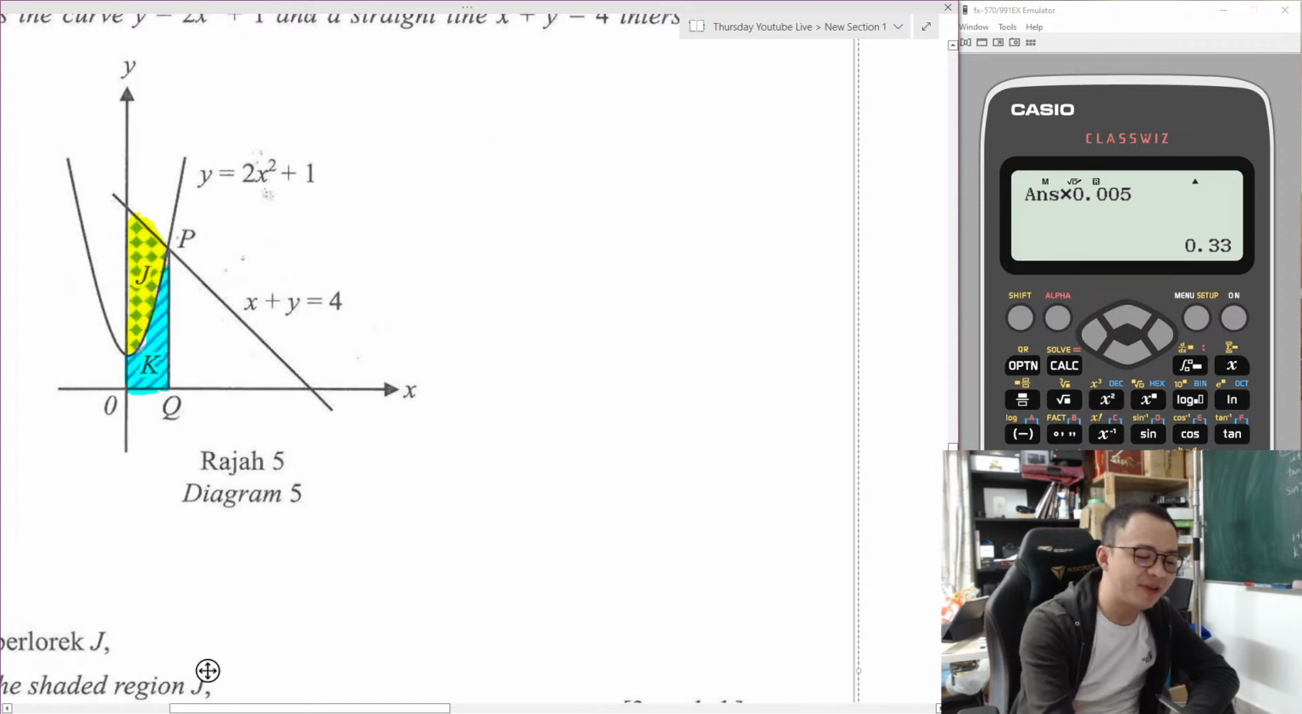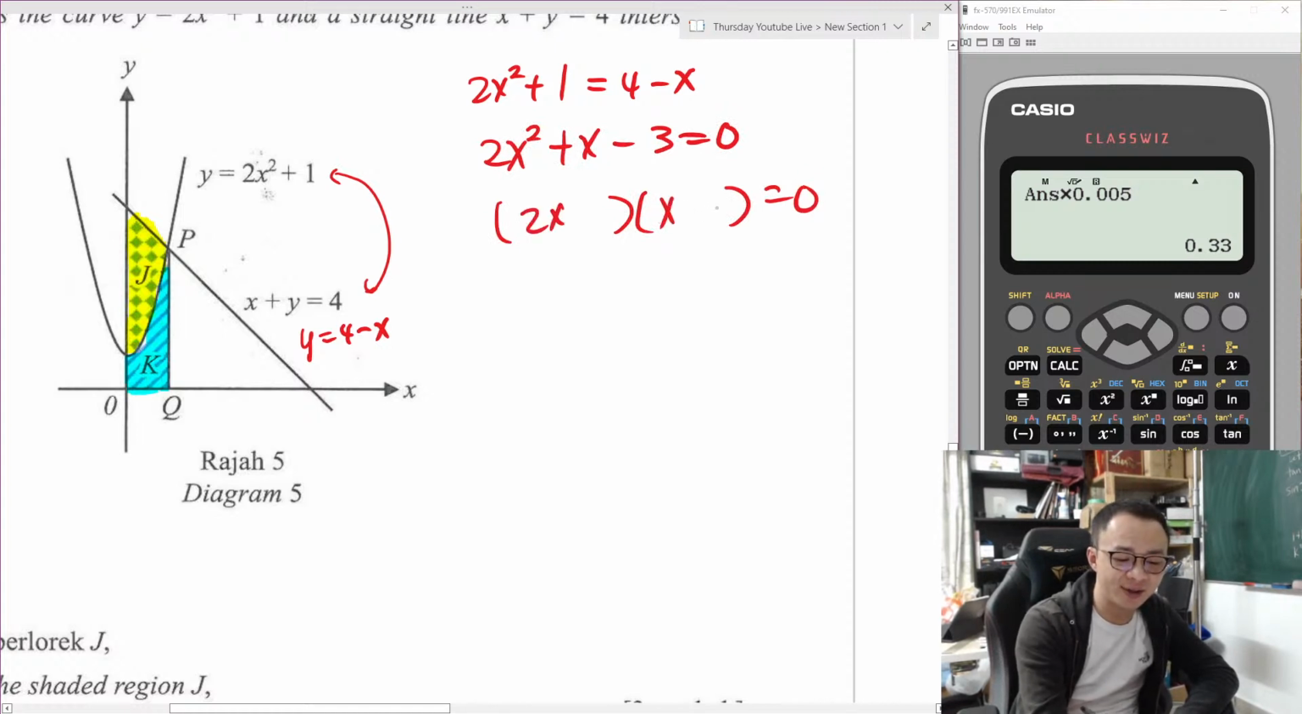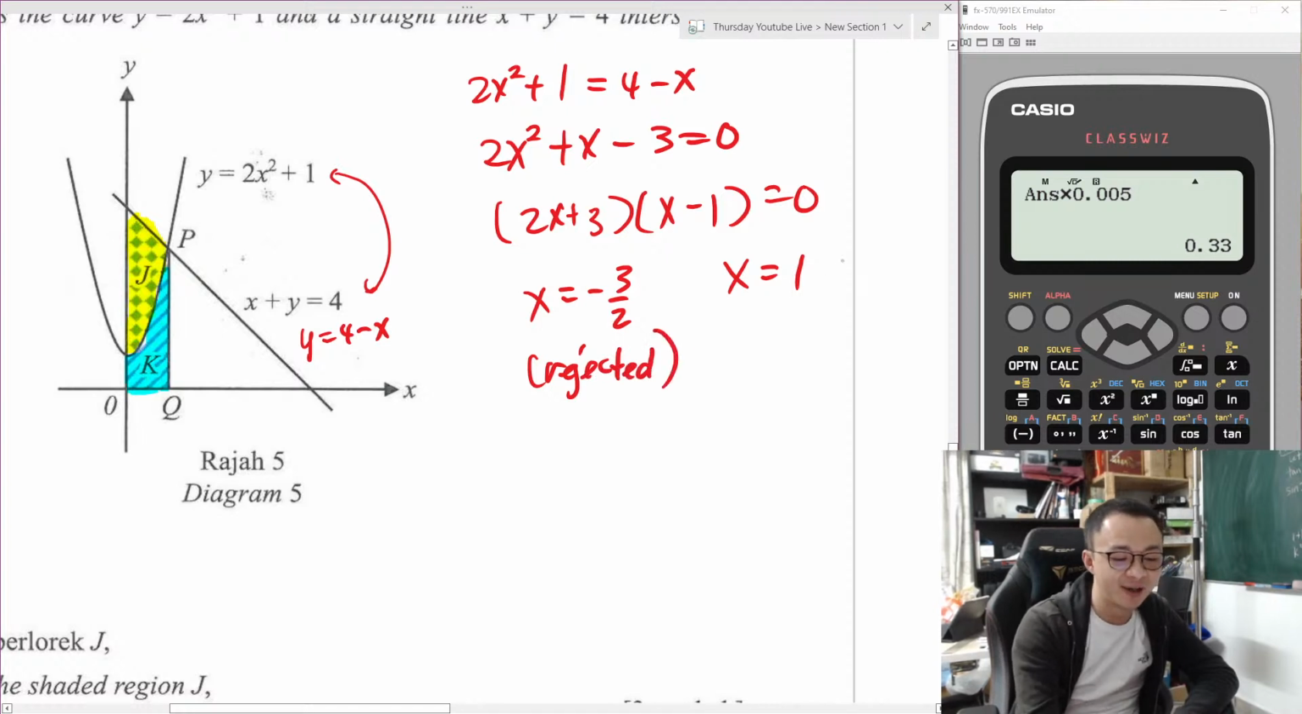So in order to get the trapezium, let me find out what the p coordinate is first. In order to find p, you sub these equations into each other. So 2x squared plus 1 equals to y, which equals to 4 minus x, right? So 2x squared plus x minus 3 equals to 0. I'll factorize it. This is 2x and x, and this one should be 3 and 1. This one should be plus and minus. So x equals to 1 and x equals to negative 3 over 2. Definitely negative 3 over 2 is not the value we want because my p is at the positive side. Then x equals to 1, y is 4 minus 1, y is 3. Then I got my coordinate p is 1, 3.